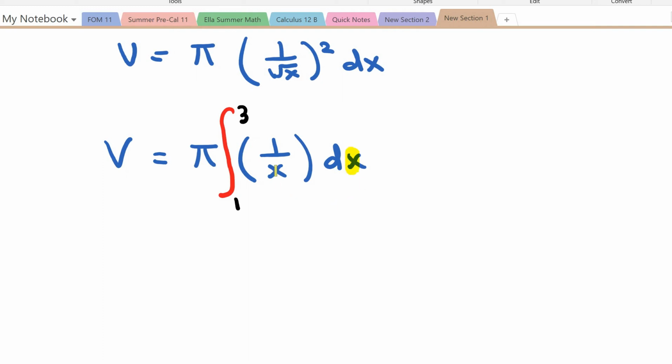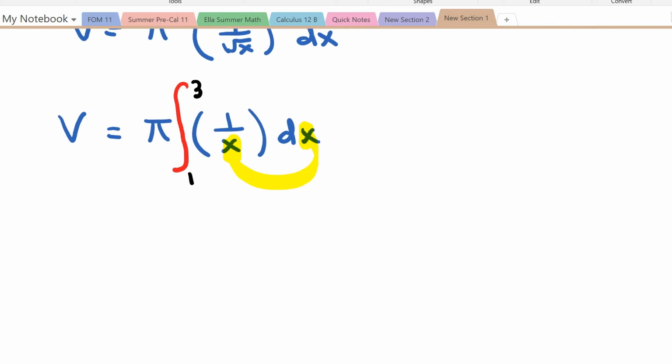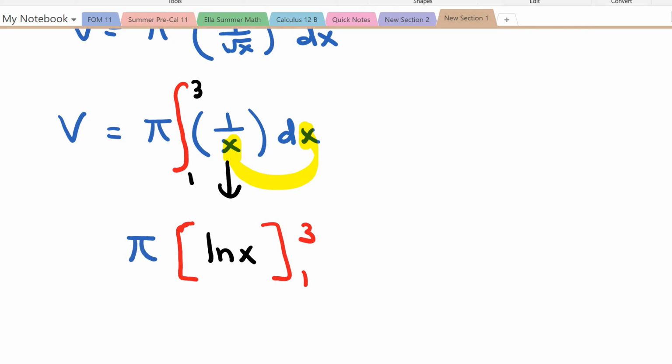If this is dx, everything in between is in terms of the same variable, which is x, so that's good. So let's go ahead and find the antiderivative of this. The antiderivative of 1 over x is ln x. Right? The antiderivative of 1 over x is ln x because the derivative of ln x is 1 over x. And then I can put my boundaries in here. My boundaries are going from 1 to 3. And my constant pi I will leave out in the front.